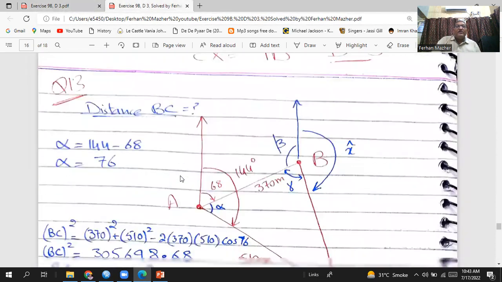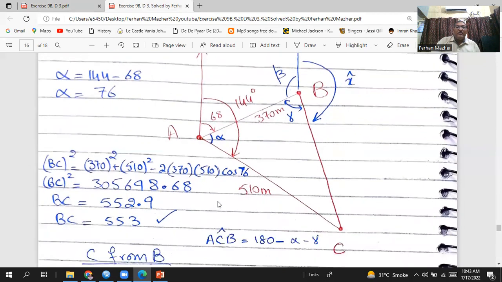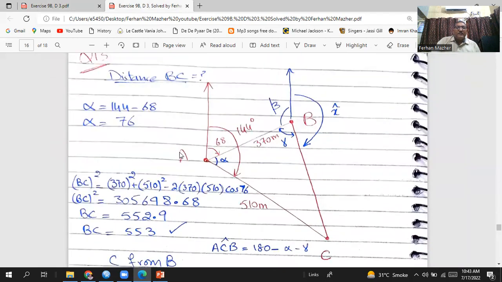Okay, so we are going to the next question, and first of all, this is 68 and this whole angle is 144. So our idea is that from 144 we subtract the 68, so you will get this angle alpha. And from 68 I can find the angle beta also. So alpha will be equal to 144 minus 68, and alpha will be 76 degrees. So this angle BAC is 76 degrees.